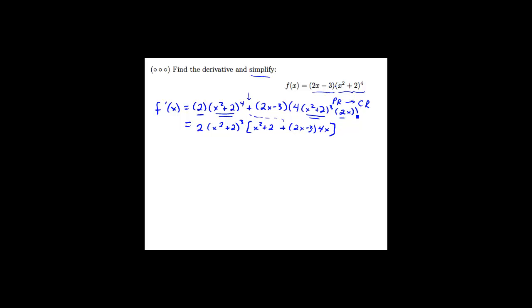Next step is to simplify the portions that were not factored out. The stuff that was factored out we will leave alone for now. And in here I will just begin by distributing the 4x. So I've got x squared plus 2 plus 8x squared minus 12x.